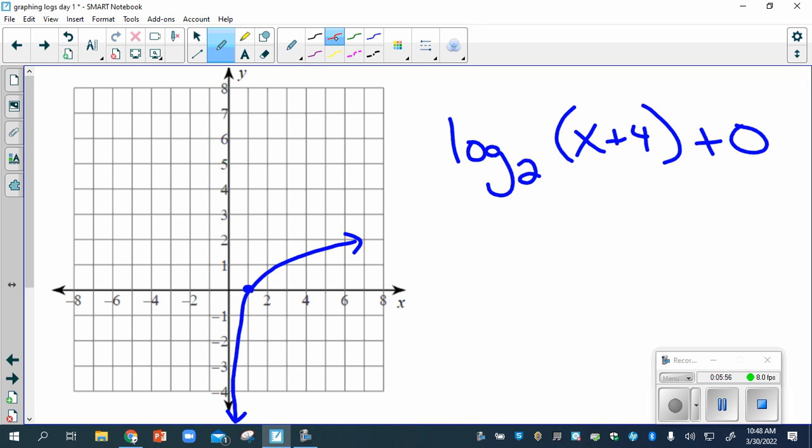Let me throw in that lava line. That's my original. I have an easier time just kind of shifting everything over.